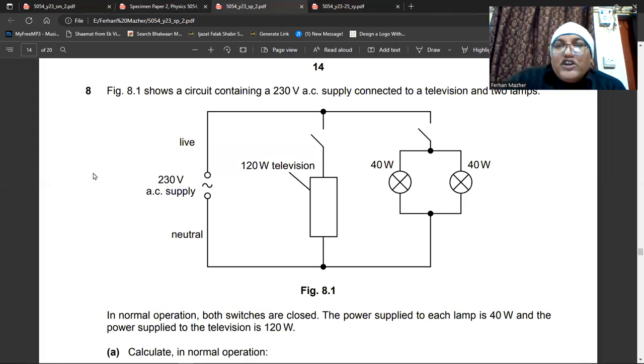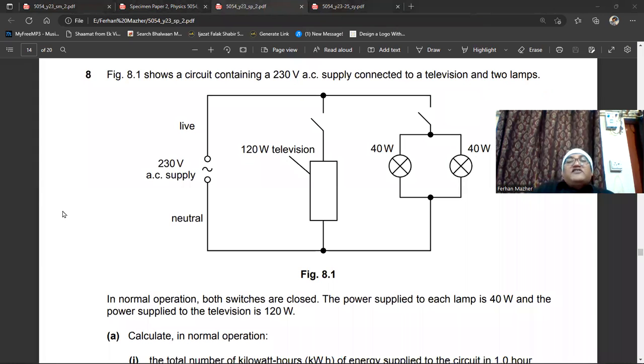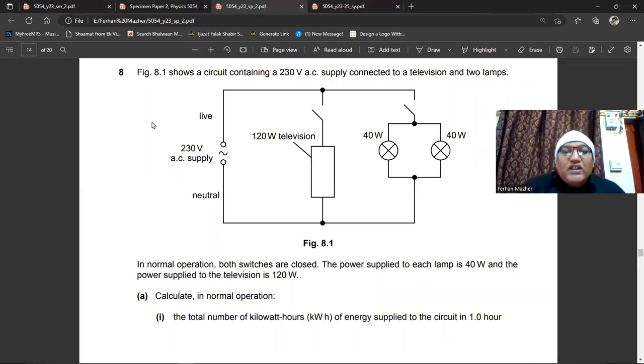Okay, we are going to the next question, and the next question coming up on your screen is question number 8. It says, figure 8.1 shows a circuit containing a 230 volt AC supply connected to a television and 2 lamps. In normal operation, both switches are closed. The power supply to each lamp is 40 watt, and the power supply to the television is 120 watt. Calculate, in normal operation, the total number of kilowatt hour of energy supplied to the circuit in 1 hour.